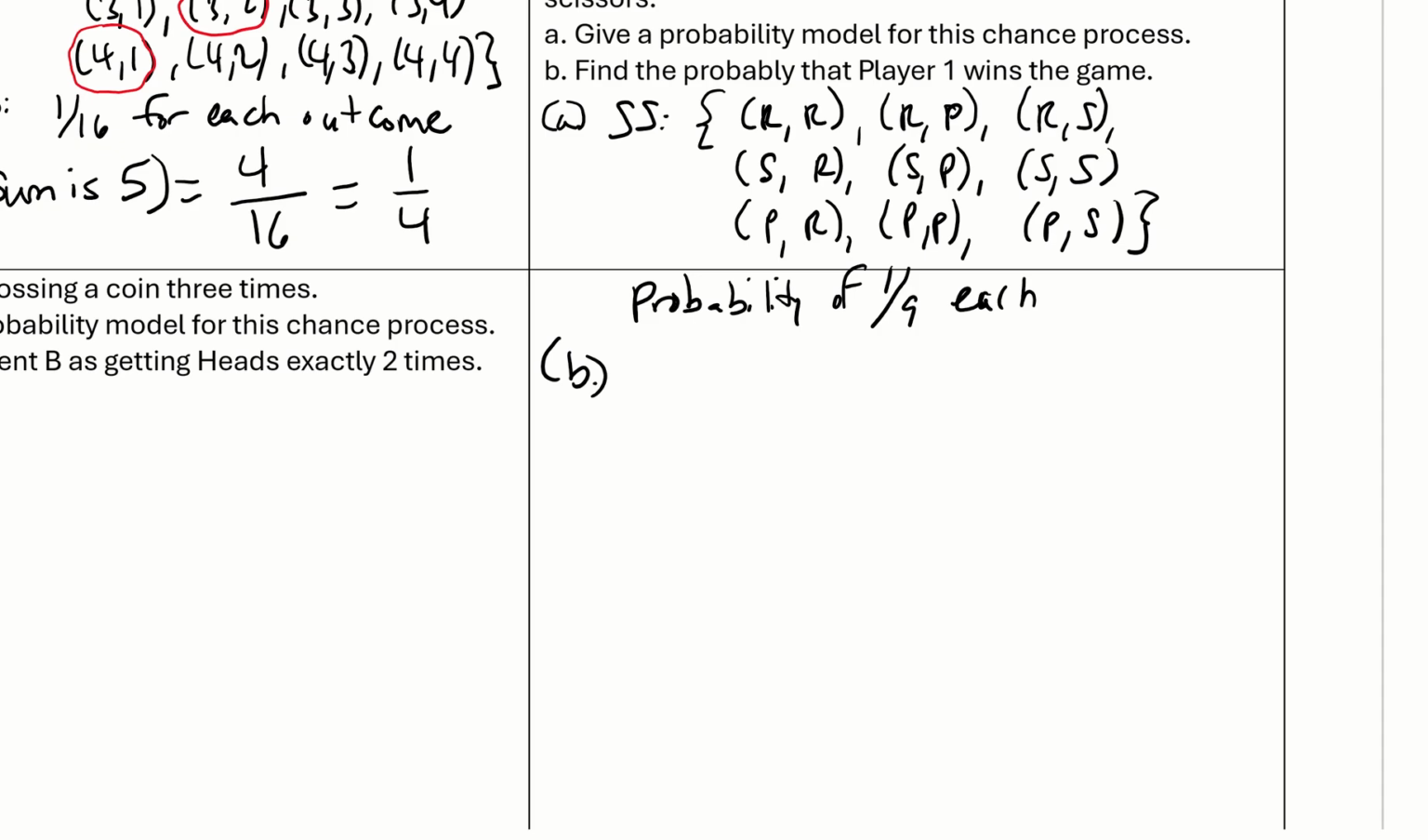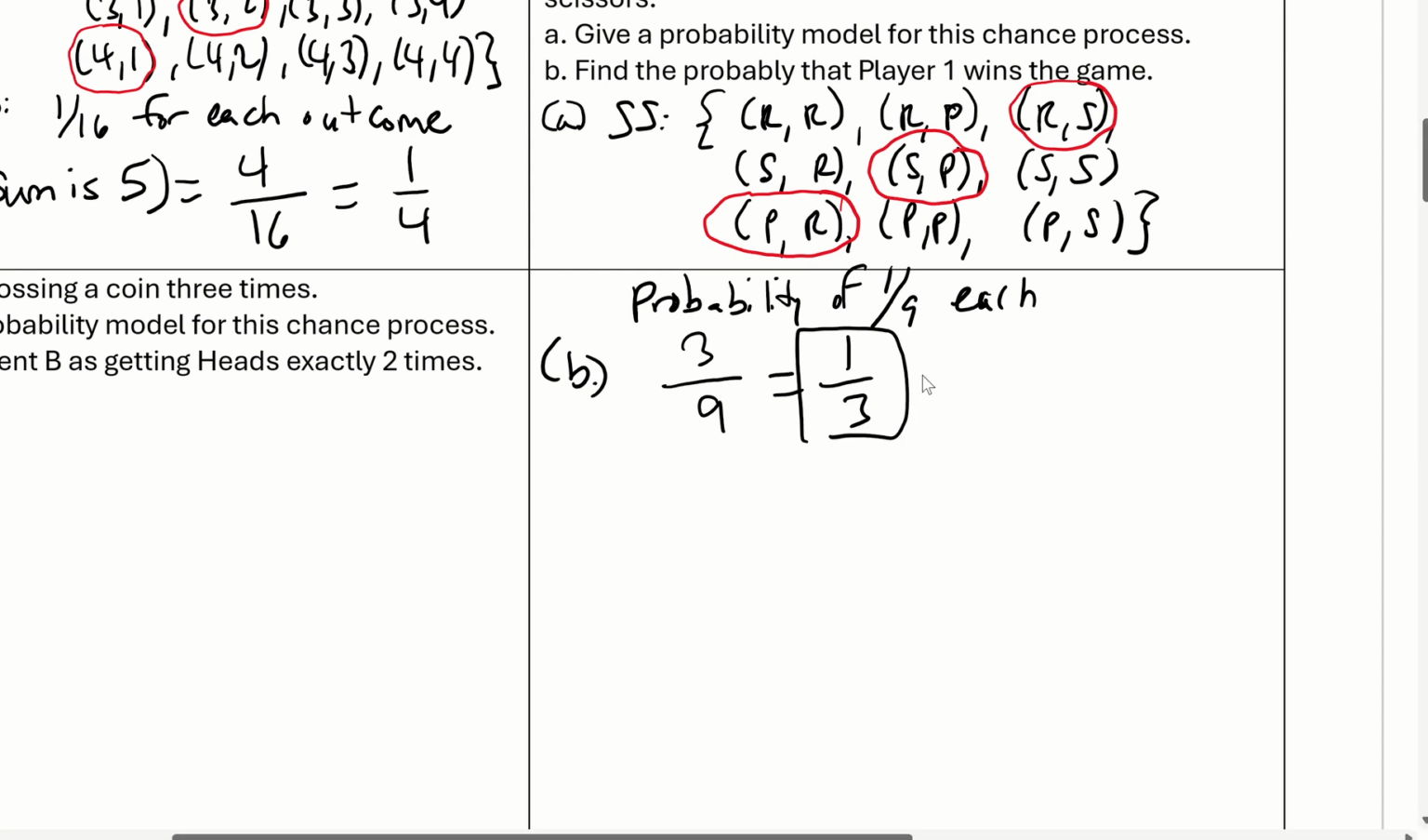Part B, find the probability that player 1 wins the game. So player 1 wins the game if, we know that rock beats scissors, right? We know that scissors beats paper, right? And we know that paper beats rock. So that's 3 possibilities. So we got 3 out of 9, which is 1/3. Okay, so the probability that player 1 wins the game is 1/3, 1 out of 3.